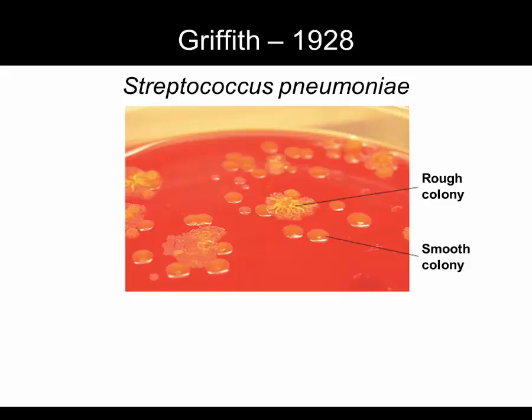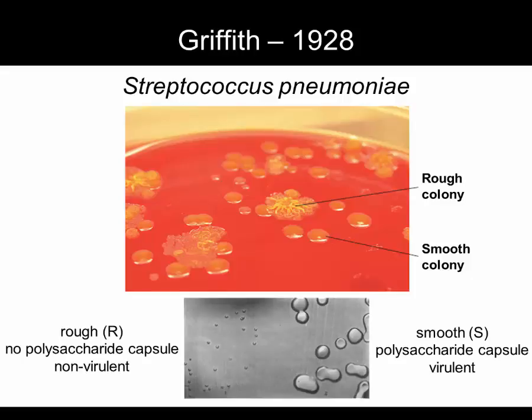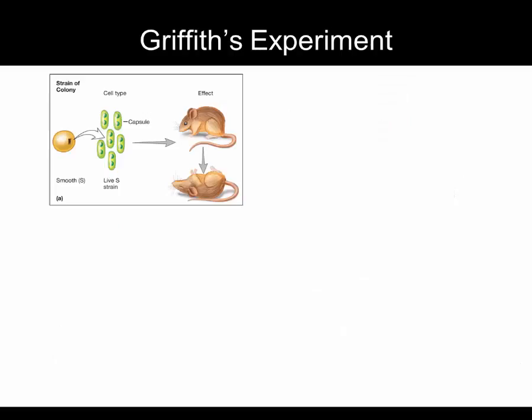Frederick Griffith worked with the bacterium Streptococcus pneumoniae. There are 2 strains of this bacterium that can be distinguished by how they grow on agar plates. One strain forms smooth colonies, while the other forms rough colonies. If you look at them under a microscope, you can see that the smooth, or S strain, appears much larger than the rough, or R strain, due to the presence of a polysaccharide capsule. Only the S strain with the capsule is virulent.